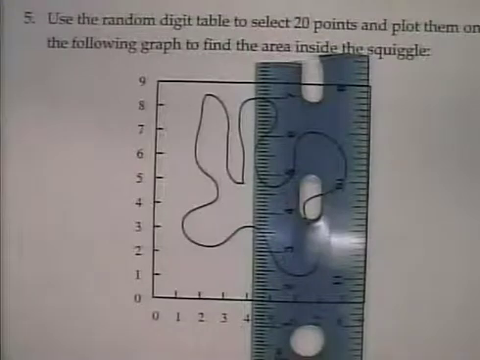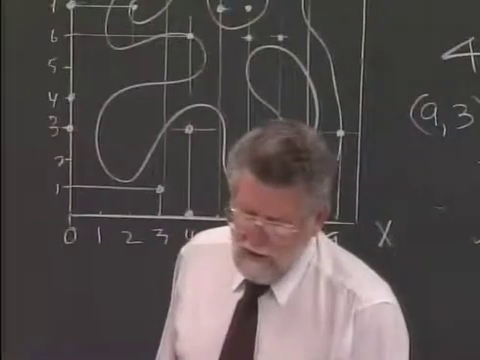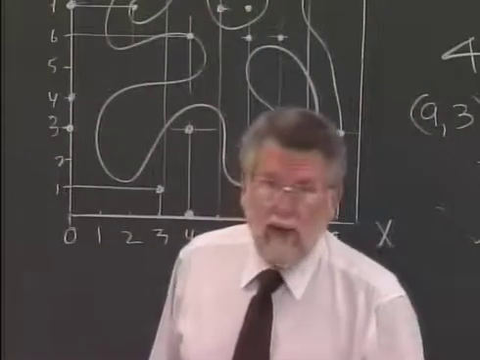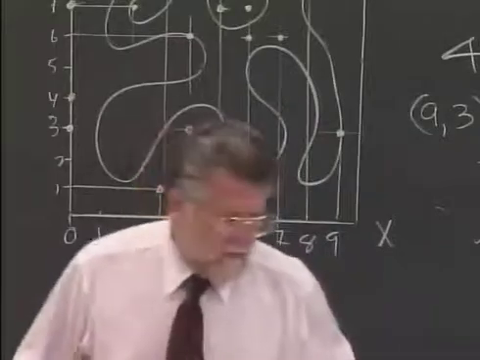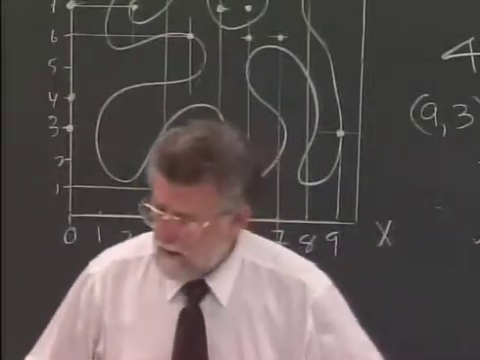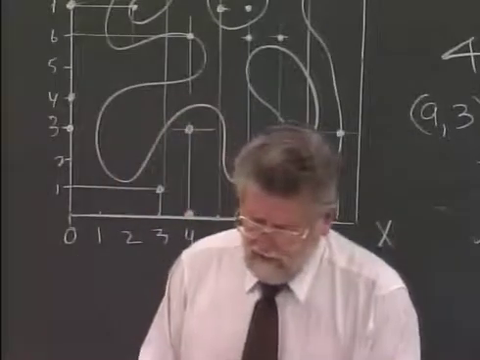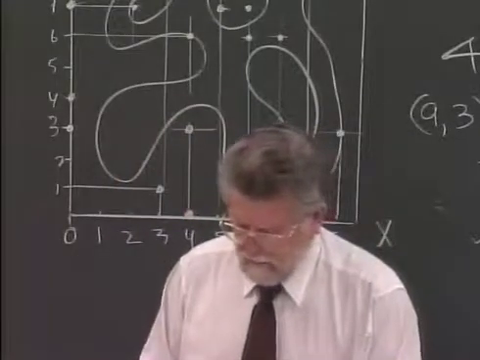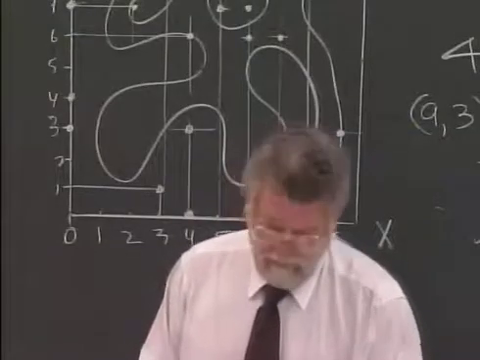In step 2, I have to find the number of points inside this simple closed curve. So I'm going to select some random points here, and I'm going to select those from a stat book. This is our book we use in statistics, and this is going to be now a table of random digits.